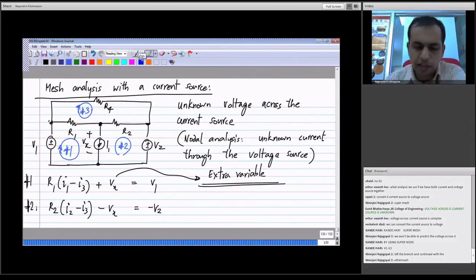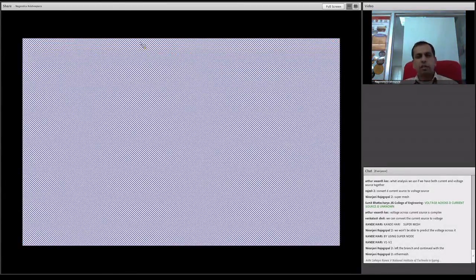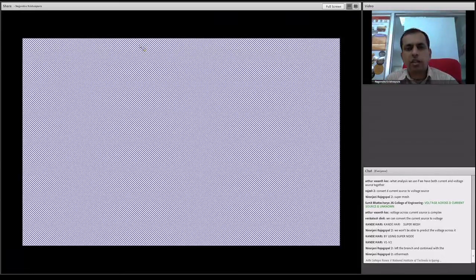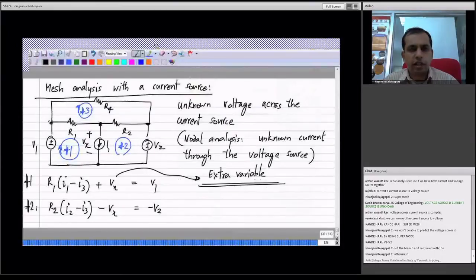My question is, by defining the voltage across the current source to be Vx, we have got an extra variable in our set of equations. To solve for the extra variable, we also need an extra equation. So where is the extra equation?